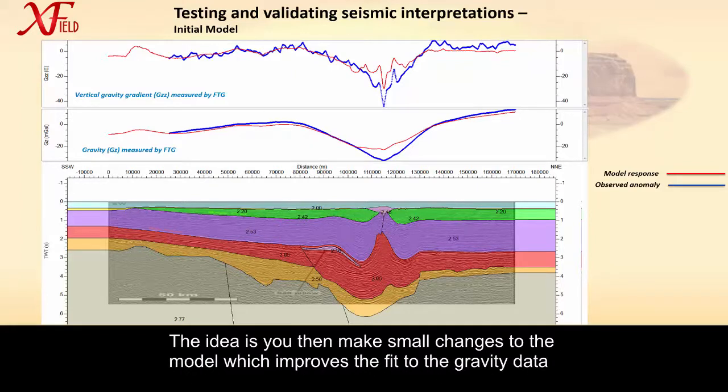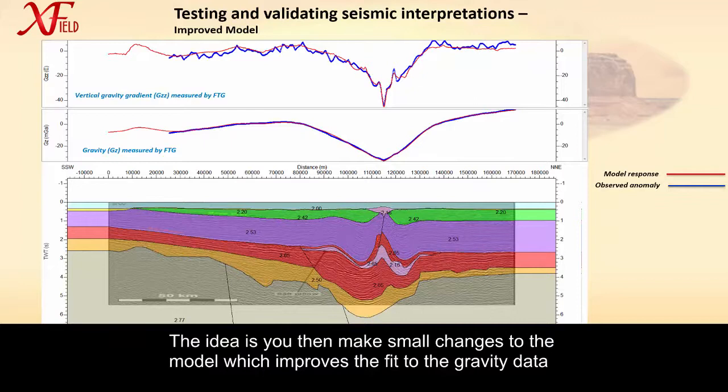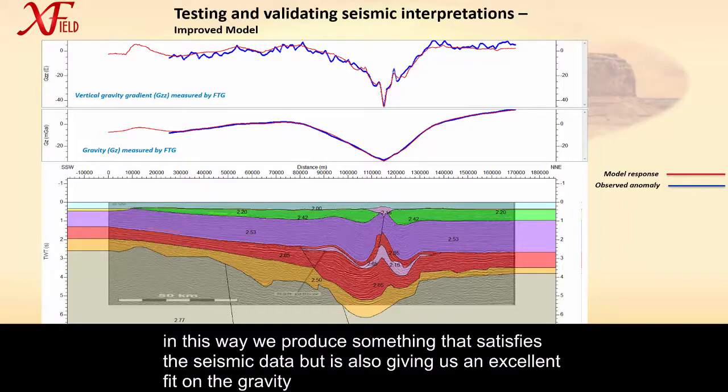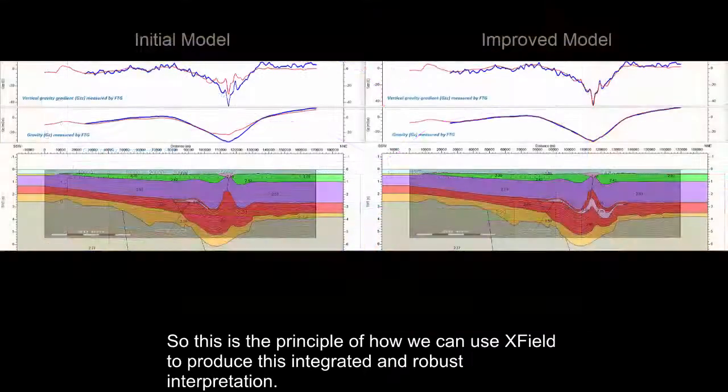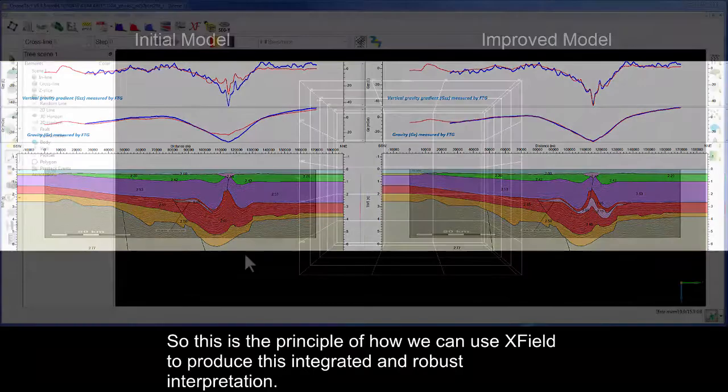The idea is you then make small changes to the model, which improves the fit to the gravity data. In this way, we produce something that satisfies the seismic data, but is also giving us an excellent fit on the gravity, and also on the GZZ, the vertical gravity gradient. So this is the principle of how we can use XField to produce this integrated and robust interpretation.